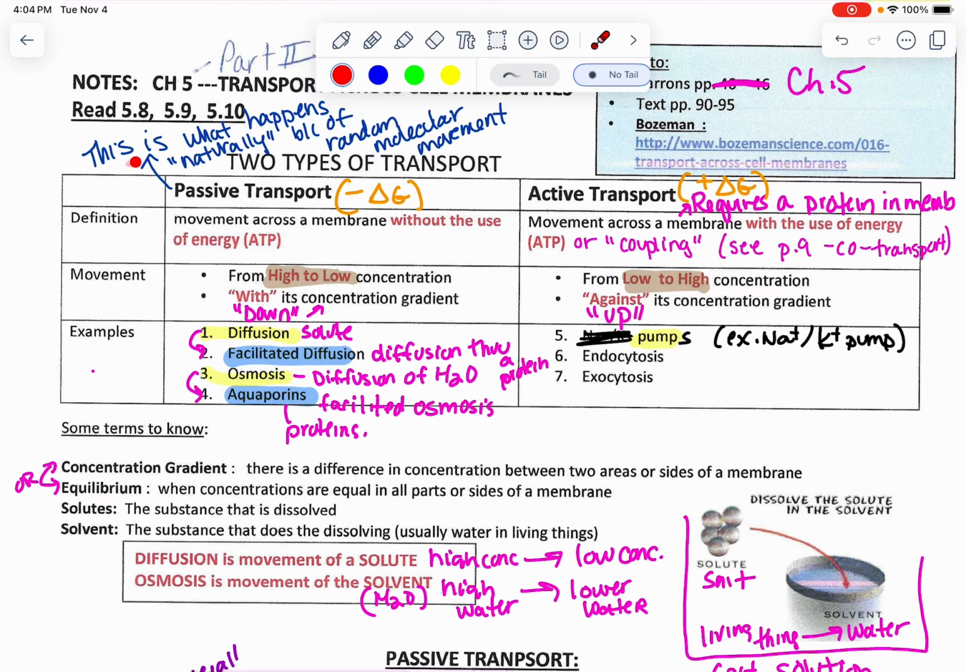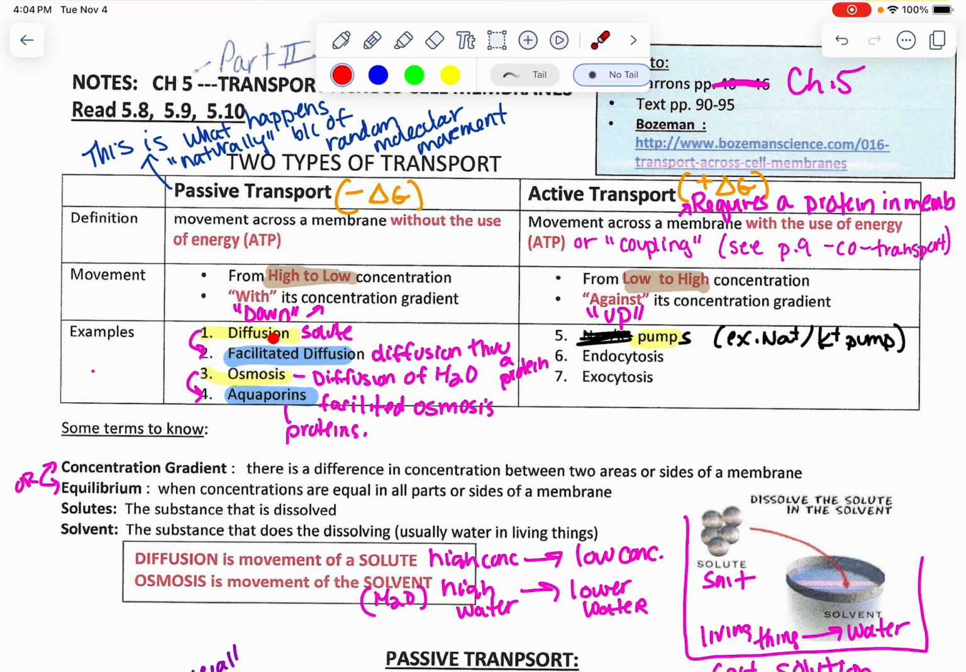So I wrote that up here too. This is what happens, passive transport, this is what happens naturally just because of random molecular movement. Molecules will just tend to spread out equally, and so they'll tend to move from areas of high to low concentration. So the examples of that we talked about freshman year, there's basically diffusion and osmosis.